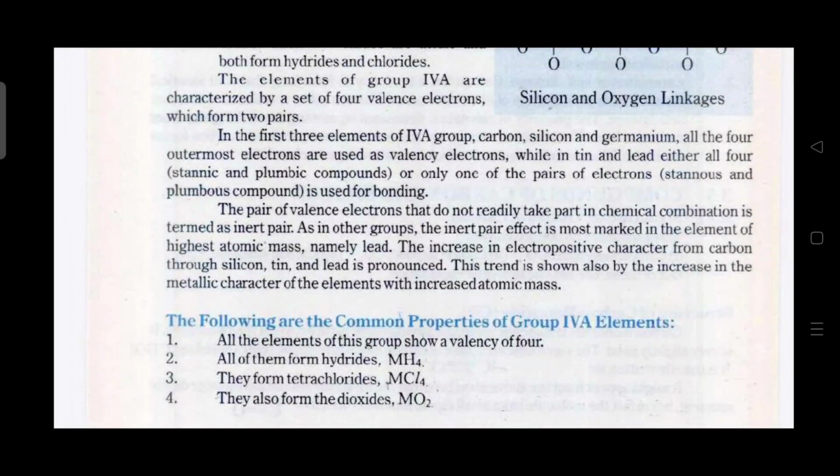The general formula of the halides of Group 4A elements is MX4. Anyhow, tin chloride and lead chloride are also found as SnCl2 and PbCl2.